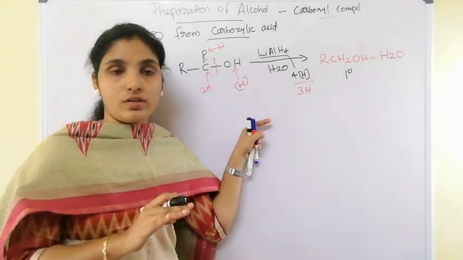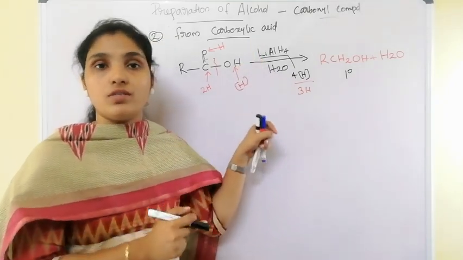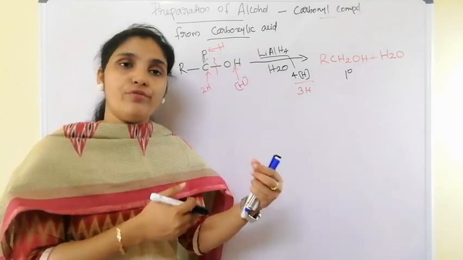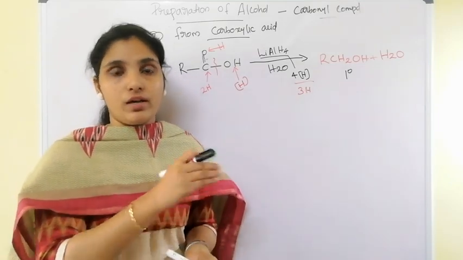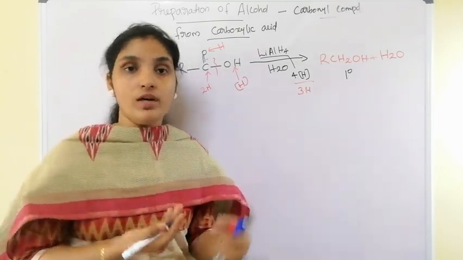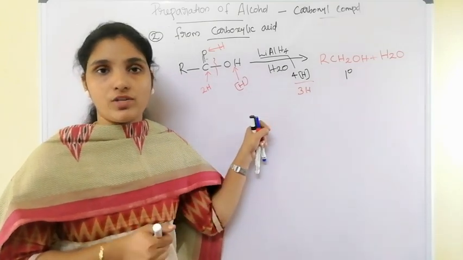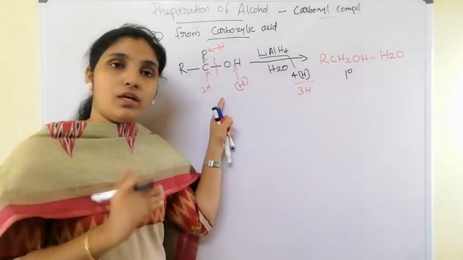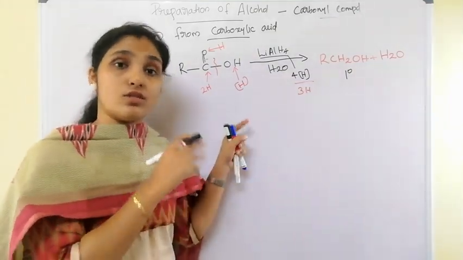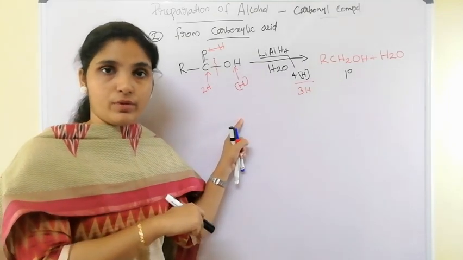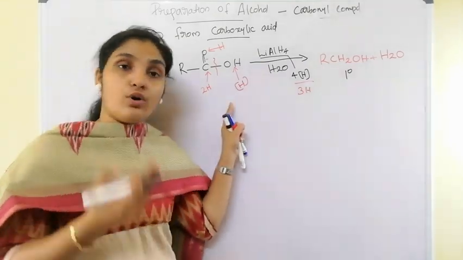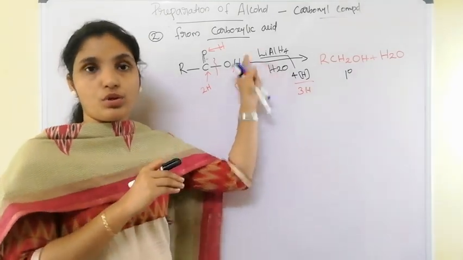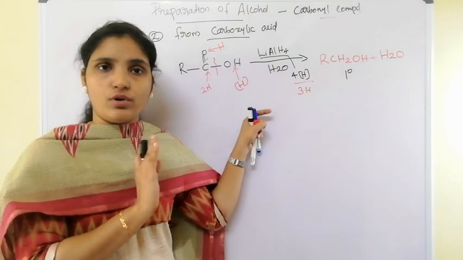It's a strong reducing agent, but I told you this is a costly substance. So only for the preparation of some special chemical substances will we prefer lithium aluminum hydride because of its high cost. So normally this method is not preferred for the preparation of alcohol from carboxylic acid, due to the cost of LiAlH4.